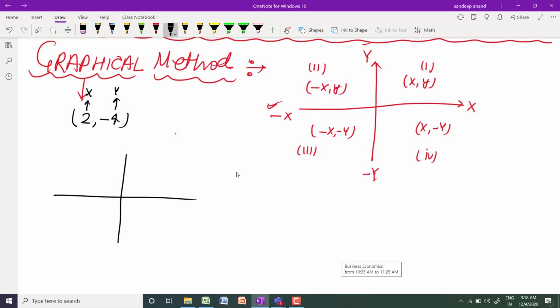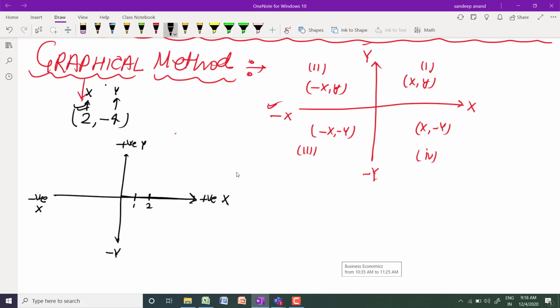This one is the positive x-axis, and this one is the negative x-axis. This one is the positive y-axis, and this one is the negative y-axis. Now here x is positive, which means I need to move in this direction. So plus 2, that means 1 and 2. I mark this value 2 with an equal scale, and y is equal to minus 4. This is the y scale.